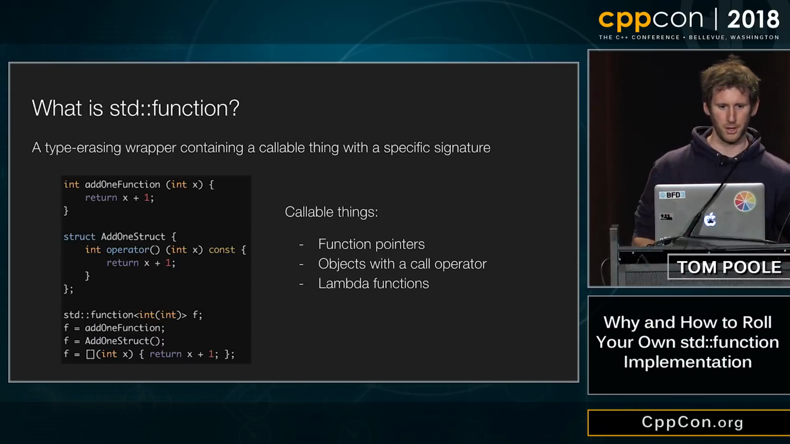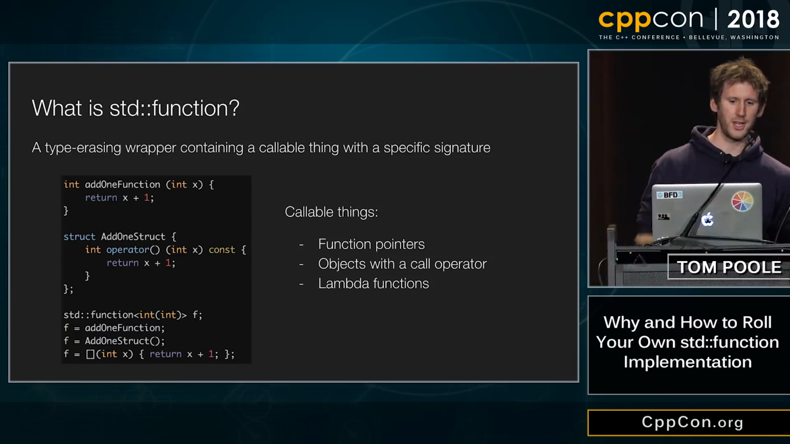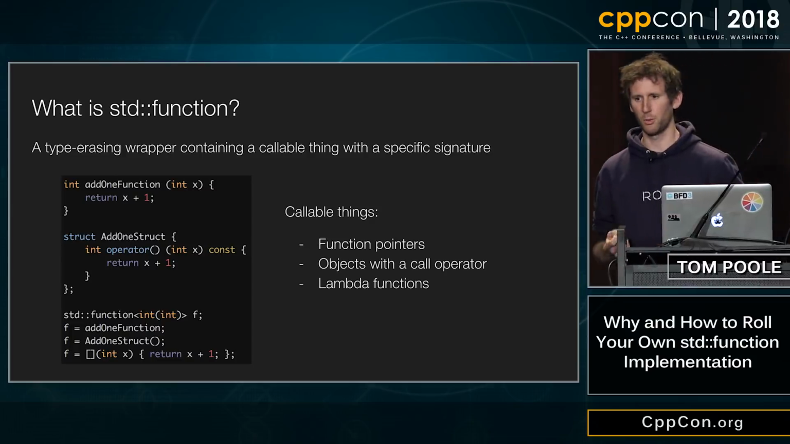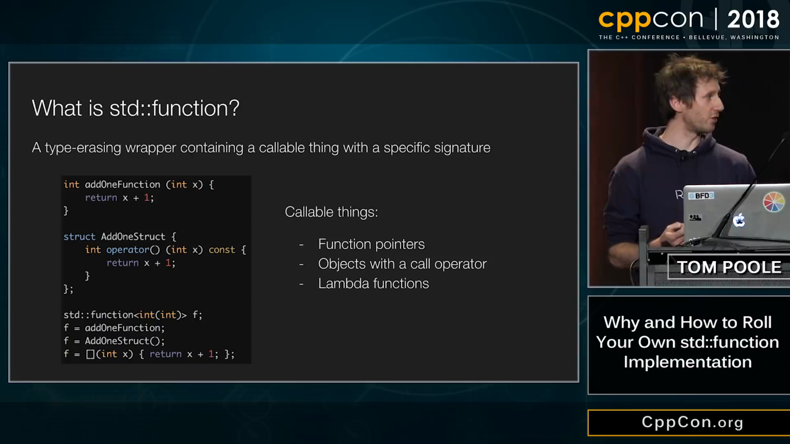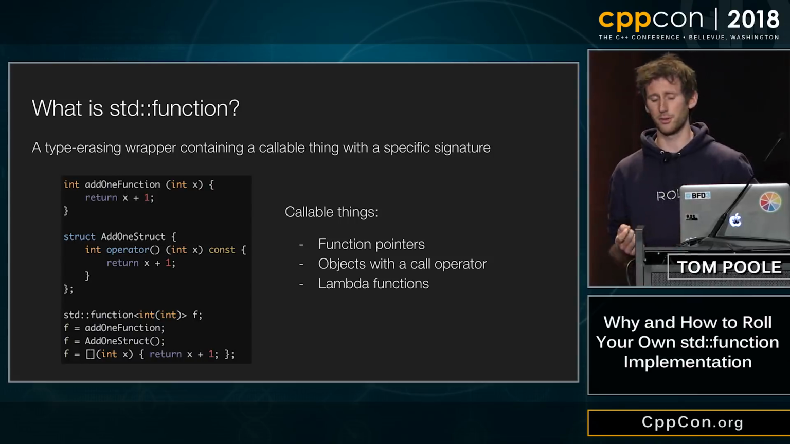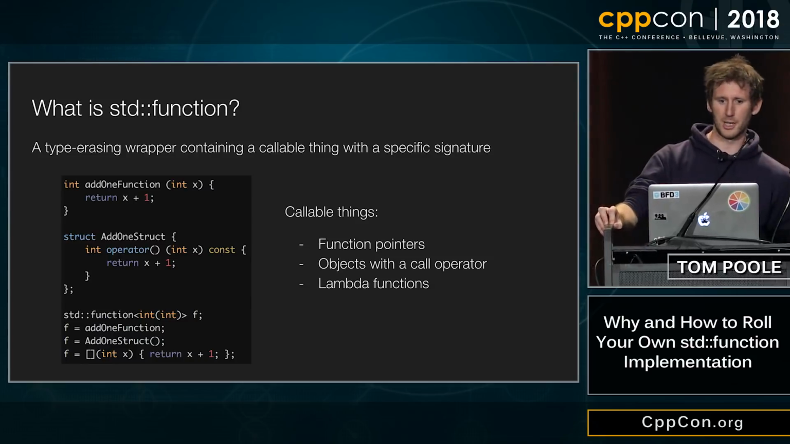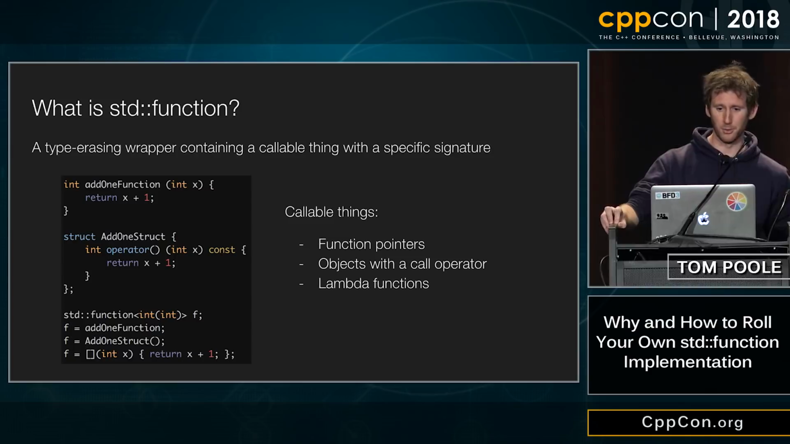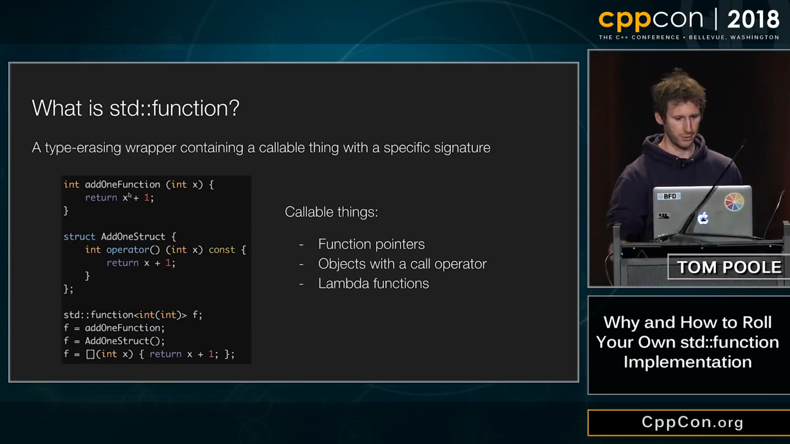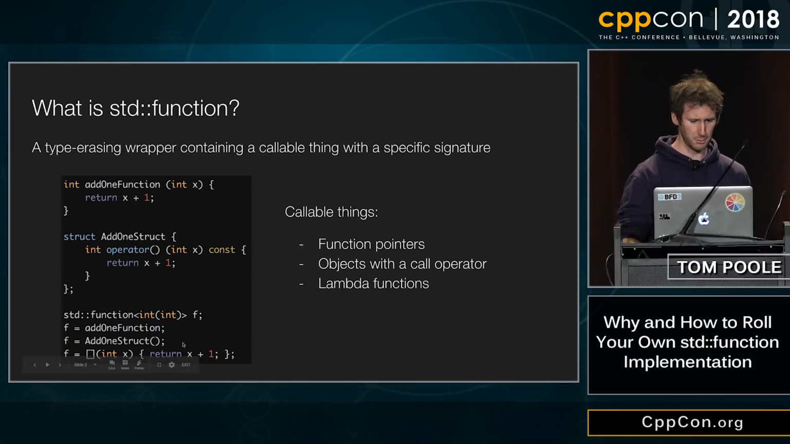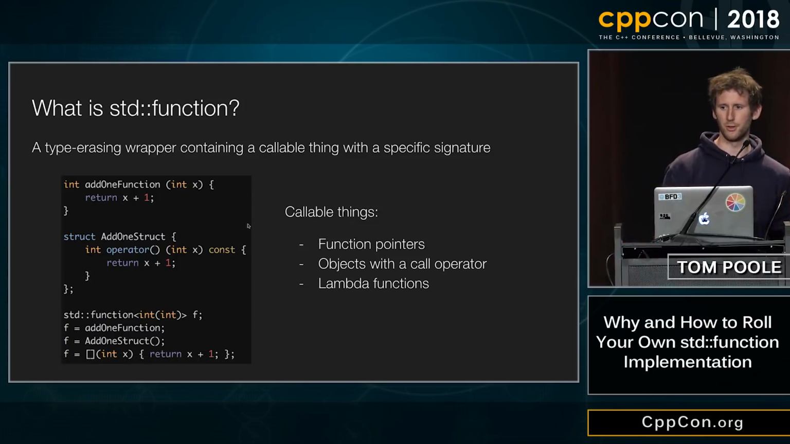But first, it's worth giving a quick std function recap. In a single sentence, std function is a type erasing wrapper that holds something that is callable with a specific signature. The things that are callable in C++ are function pointers, objects with a call operator, and lambda functions. Just a quick example of each of these on the left-hand side: we have a function, we have some struct which has an invocation operator so we can call it, and down the bottom we have a lambda function. Each of these can be assigned to a std function, and that's good because we can treat them all on an equal footing.